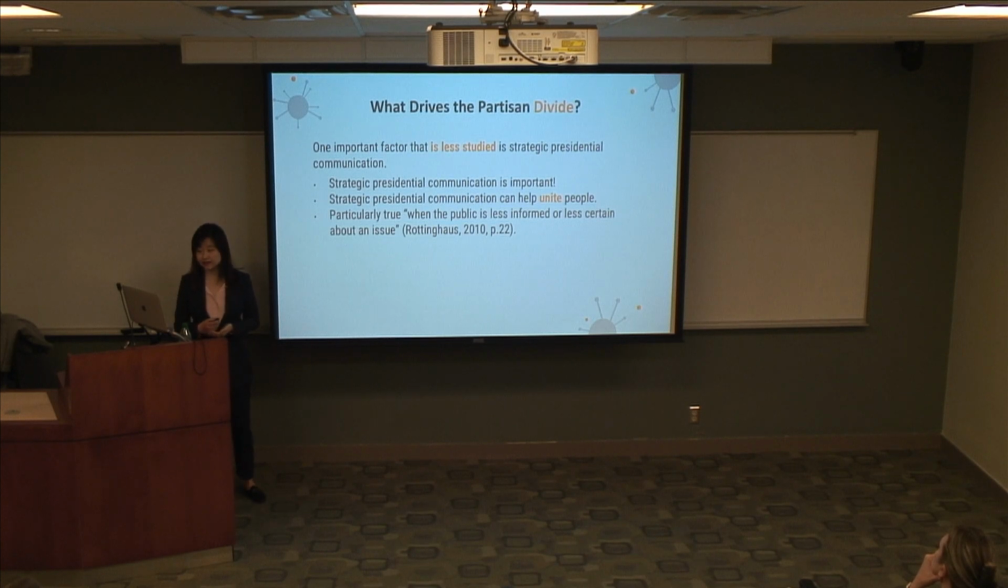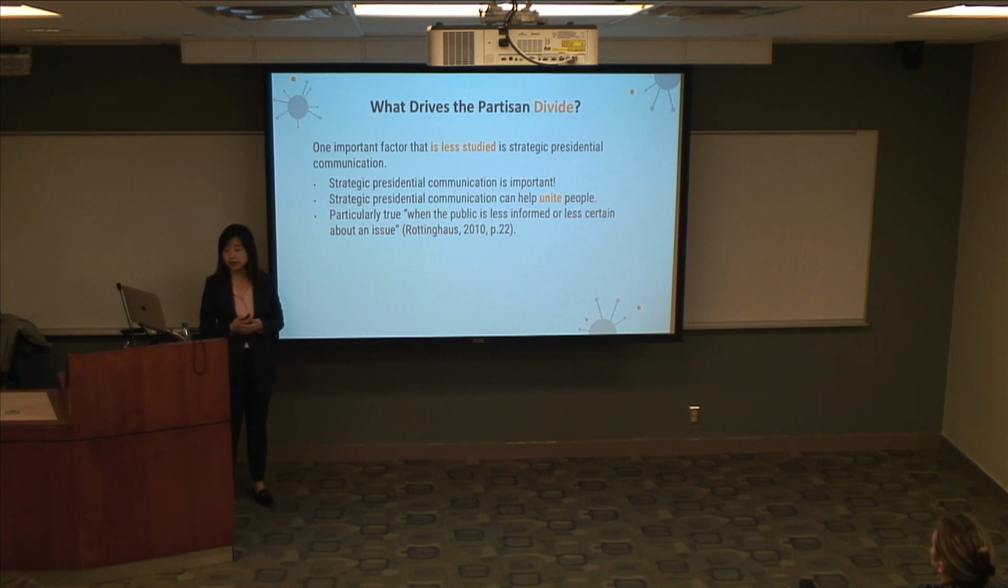So a natural question to ask is, what drives partisan divide in a public health crisis or issue? Many factors can influence the partisan divide, like existing attitudes towards science, the residential places people live in, or news diet, etc. One important factor that is less studied is presidential communication. Strategic presidential communication is important because it can help unite people. This is particularly true when the public is less informed or less certain about certain issues, such as a pandemic.